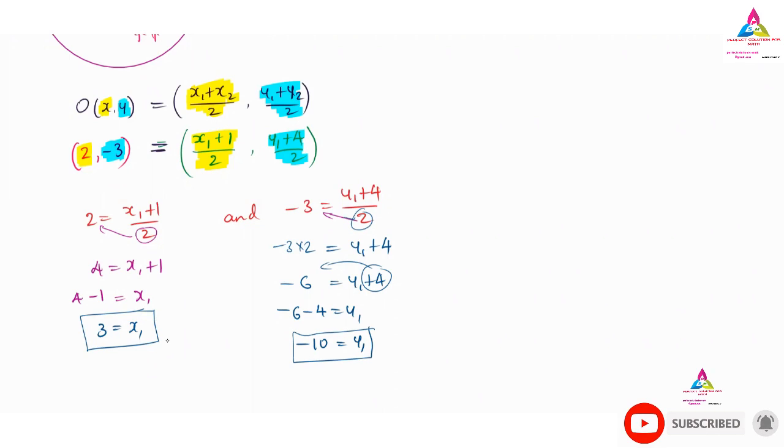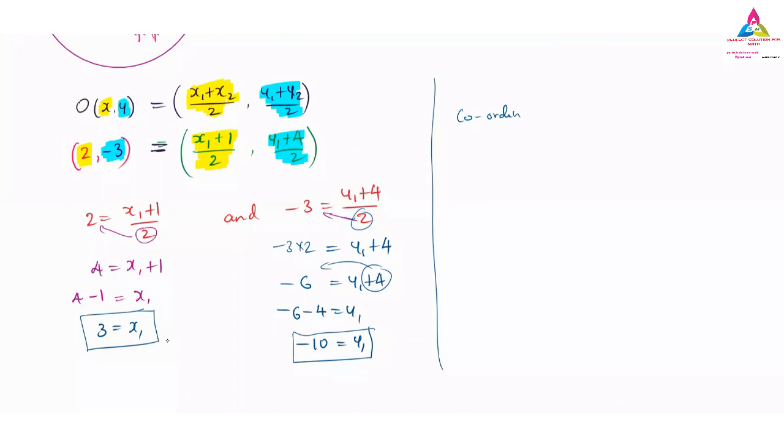If you have a doubt, you can ask, and this is our final answer. So the coordinate of A, x1 and y1, is nothing but 3 comma minus 10. X is 3 and the y value is minus 10, and this is our final answer.